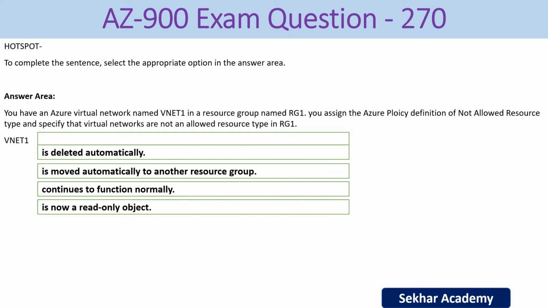Question number 270. You have an Azure virtual network named VNet1 in an Azure resource group named RG1. You assign the Azure policy definition of not allowed resource type and specify that virtual networks are not an allowed resource type in RG1. So VNet1, you need to fill in the complete sentence here. The options we have are: is deleted automatically, is moved automatically to another resource group, continues to function normally, and is now a read-only object. The right option is here, VNet1 continues to function normally. So it will not affect the virtual networks. It will continue to function normally.